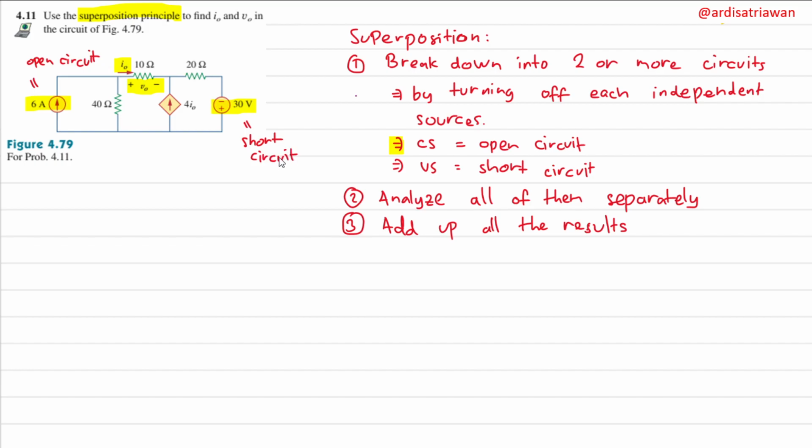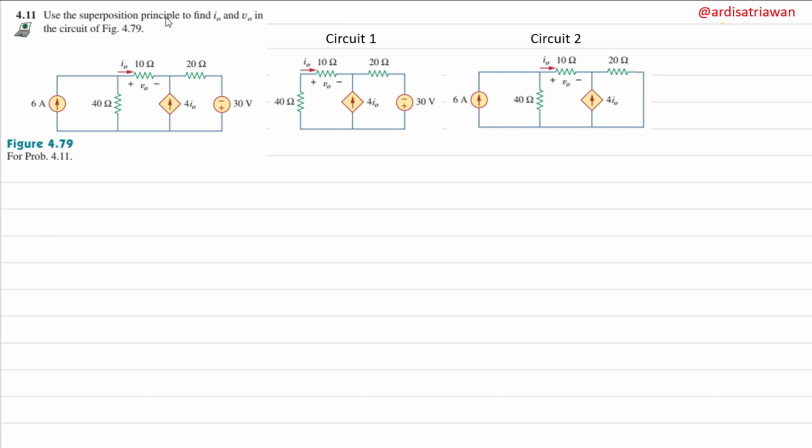Okay, now let's break it down into two. So this is circuit number 1 and circuit number 2. Here I replace this 6 ampere current source with an open circuit, so I did not draw it anymore. And in circuit number 2, I replace this 30 volt voltage source with a short circuit. So we have two circuits, and we need to analyze them separately. Let's start analyzing circuit number 1.